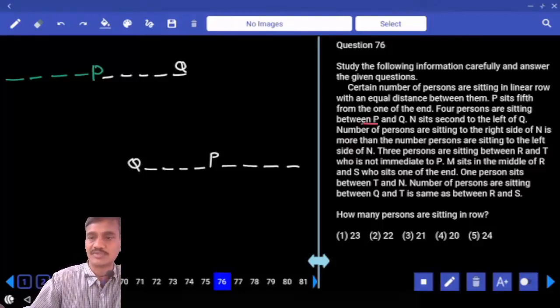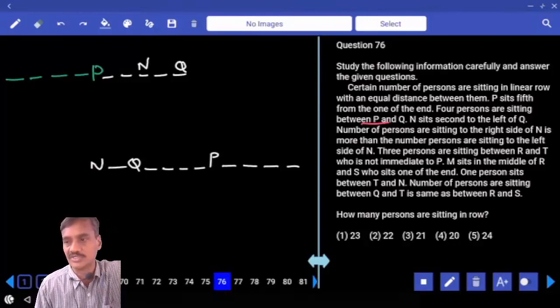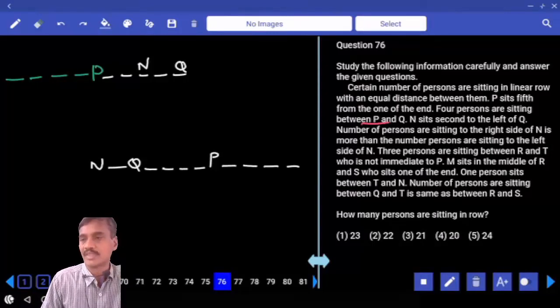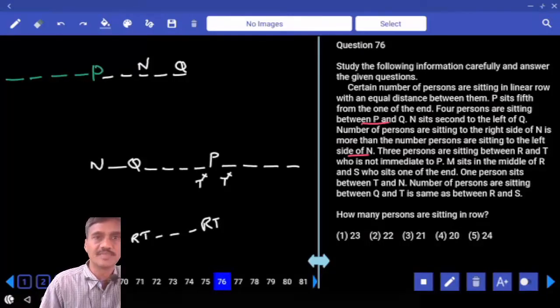N sits second to the left of Q. N is seated second to the left of Q. N is here. Now here also N is seated second to the left of Q. And next one, the number of persons sitting to the right of N is more than the number of persons sitting to the left of N. And next one, 3 persons between R and T, T who is not an immediate neighbor of P. Now in between R and T there must be exactly 3 persons, and at the same time this T is not an immediate neighbor of P. T is not an immediate neighbor of P, but in between R and T we need to have exactly 3 people.